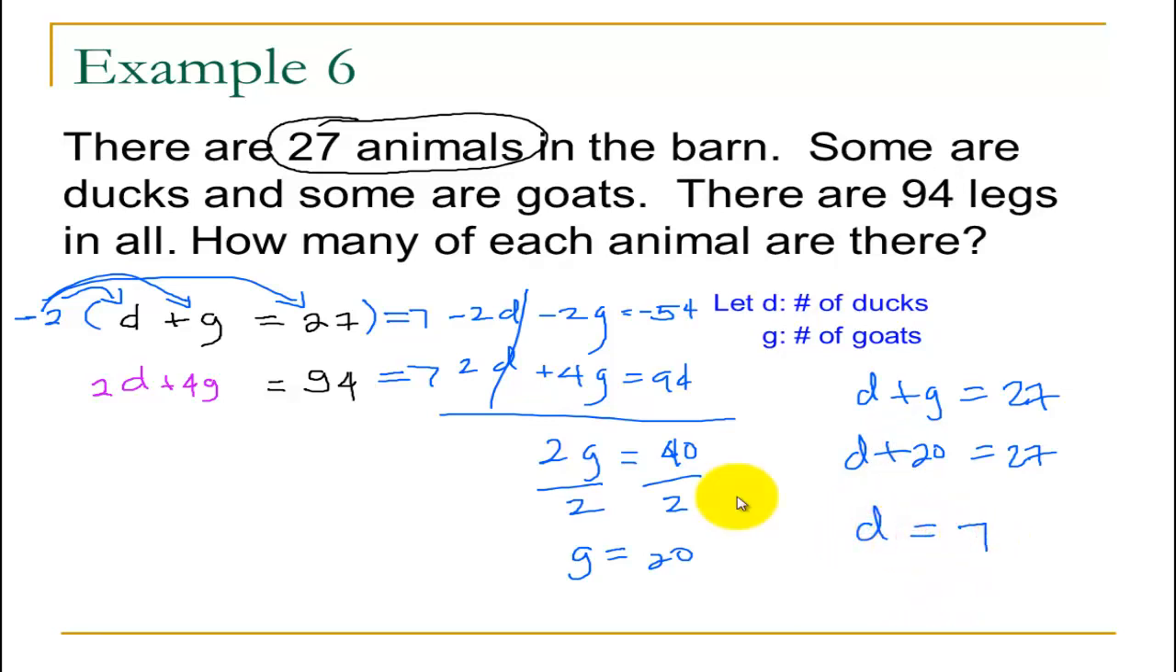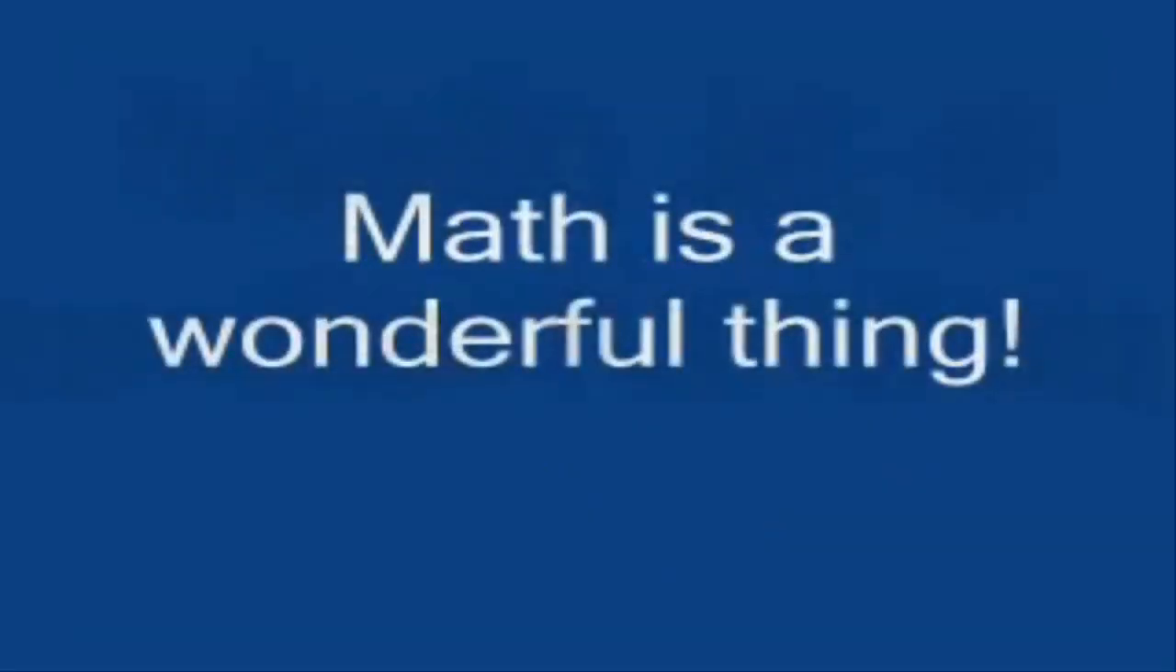Okay? So for the rest of the problems, I need you to set up your system and use either elimination or substitution to solve what is being asked. Alright, go ahead, enjoy solving.